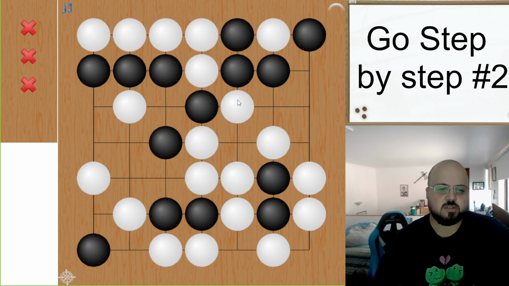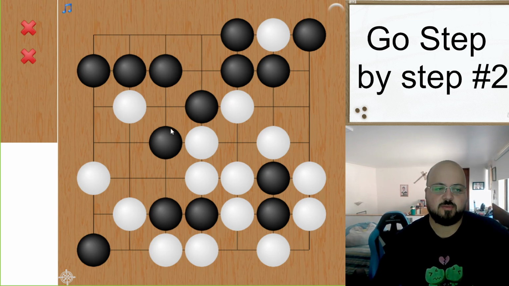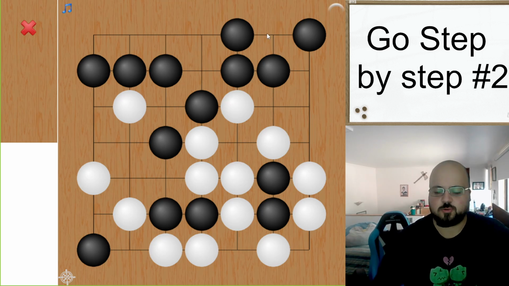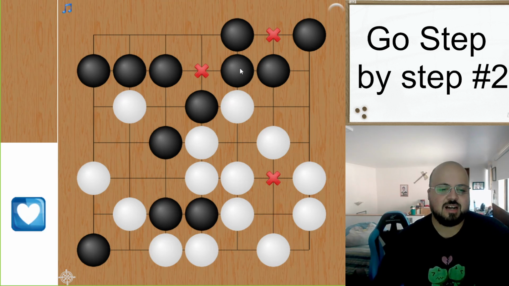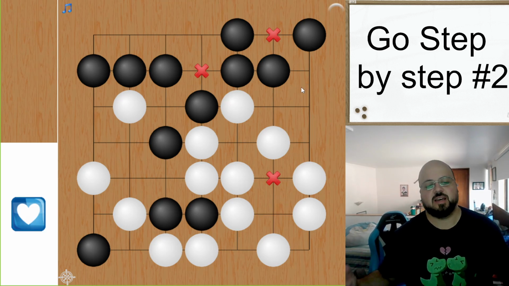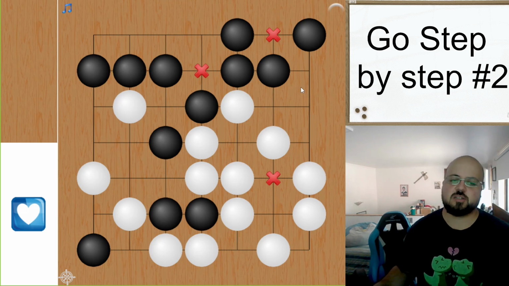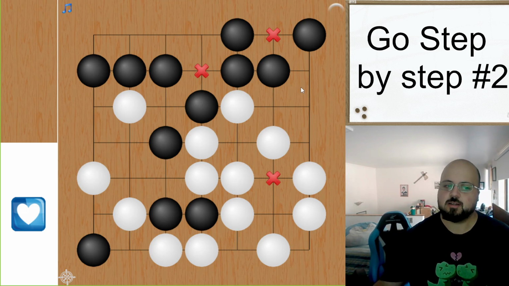And to finish this, the top white has all the roads blocked, so this is surrounded. Afterward, this white stone also has all the roads blocked, also surrounded. These ones here are surrounded, and this will be the end of our session of checking the homework.